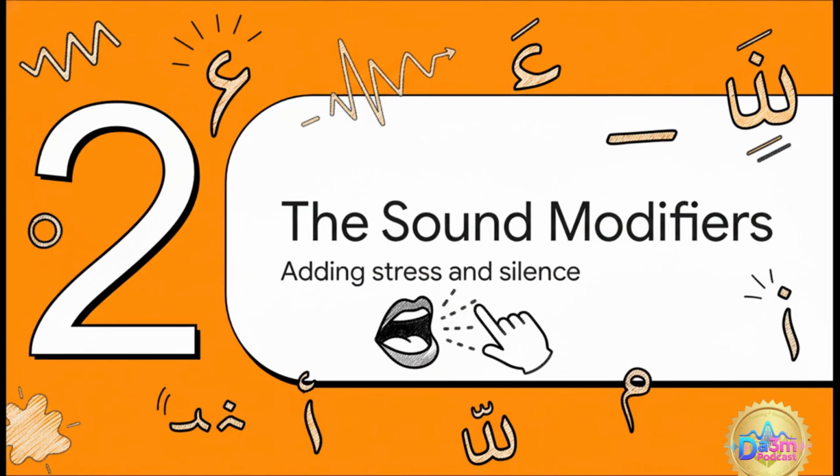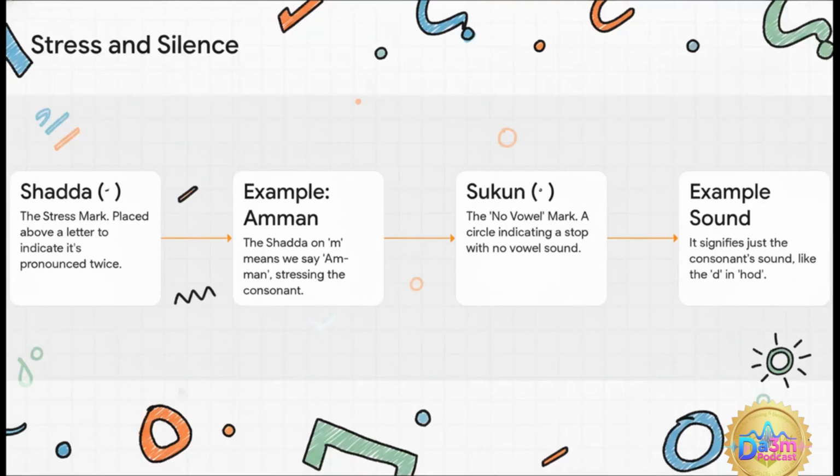Okay, now that we've got our basic vowel sounds, let's look at 2 what I call sound modifiers. These marks don't actually create new sounds. Instead, they change how we pronounce the letters themselves, either by adding stress or by adding, well, silence. This is where we go from just making sounds to really shaping the rhythm of a word. This is where things get really cool.